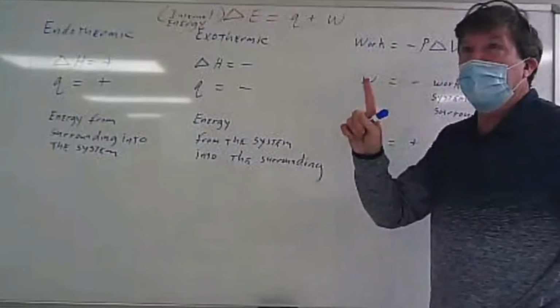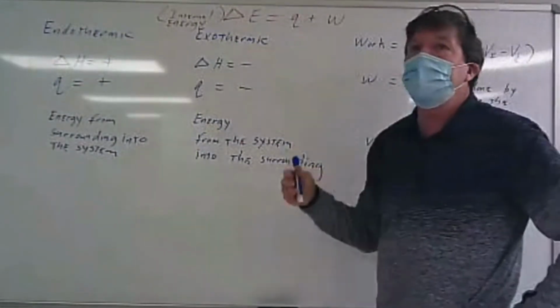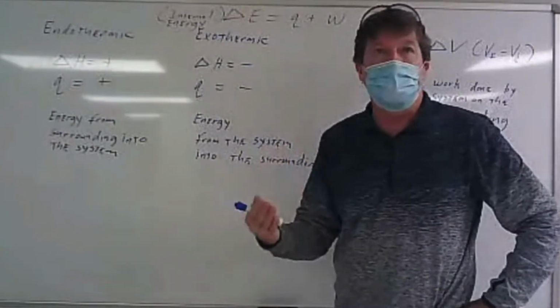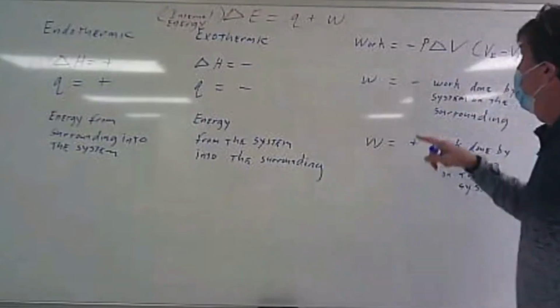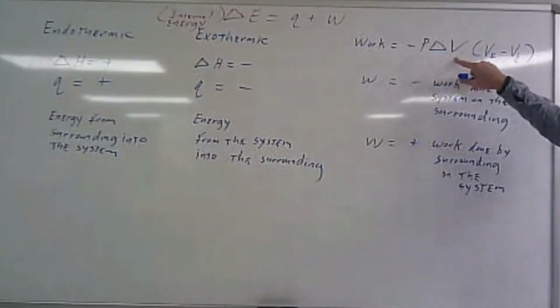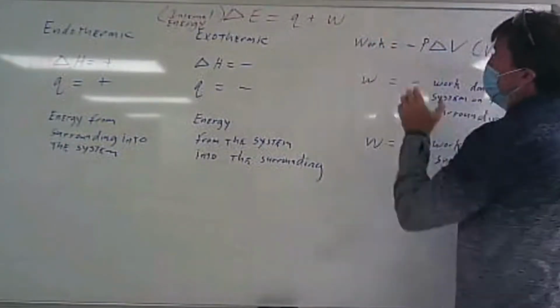Again, repeat and recap. Change in internal energy. This is Q. Q is heat, loss, or gain. Work. Work is defined as negative P delta V. So we're plugging this into there.